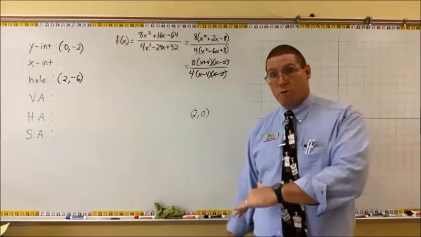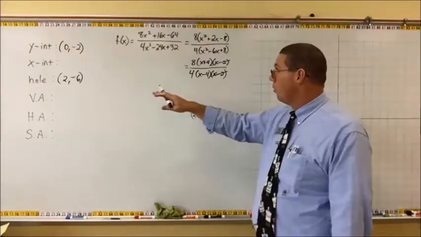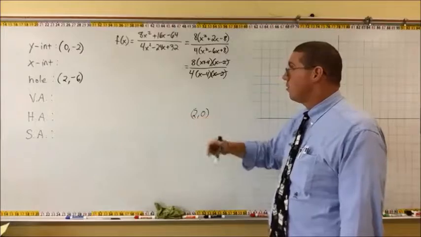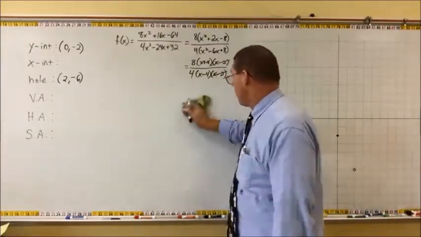Do your hole first. Identify your hole first. Then you can look for your x-intercepts. Okay, so there's no x-intercept at 2 and 0.